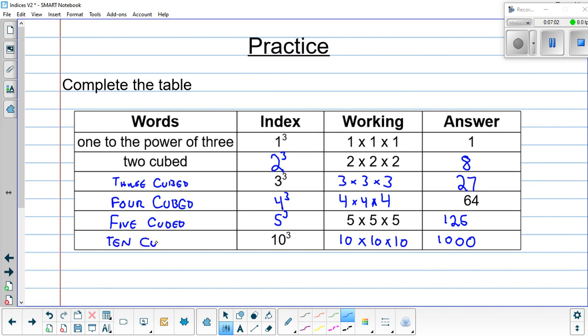So, after you've checked over your work, we're done, and we'll try something with bigger powers next time.